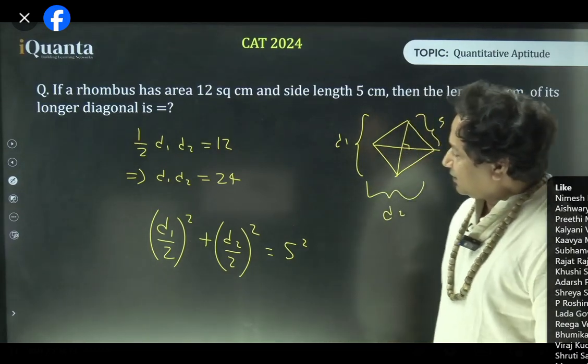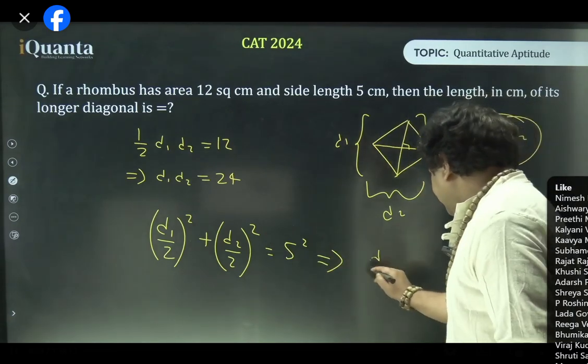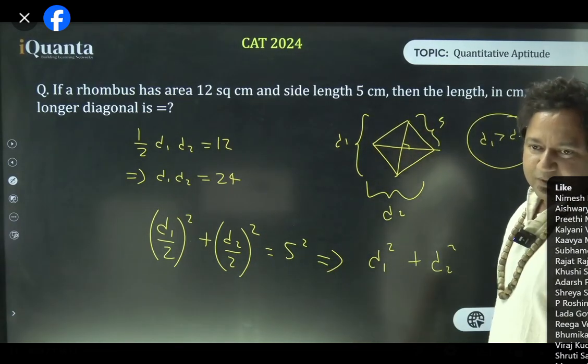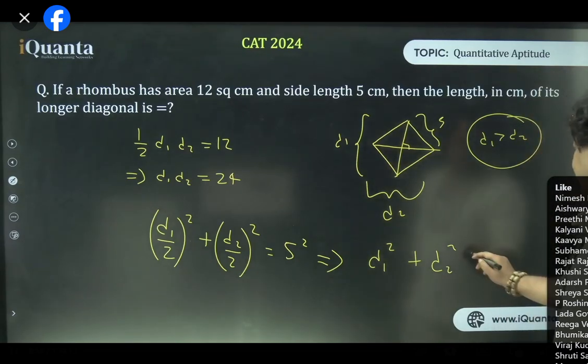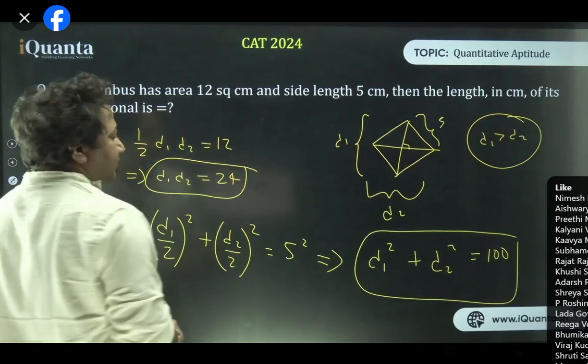Shruti, thanks for that. That's understandable. So let us try to solve this one. d1 square plus d2 square, we'll have 4 in the denominator. This will be 100. So we have this equation as well as we have this equation.